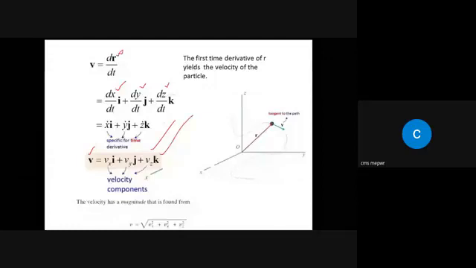If you want to find its magnitude, it is vx square plus vy square plus vz square, and the whole square root. So from here we can find the velocity.